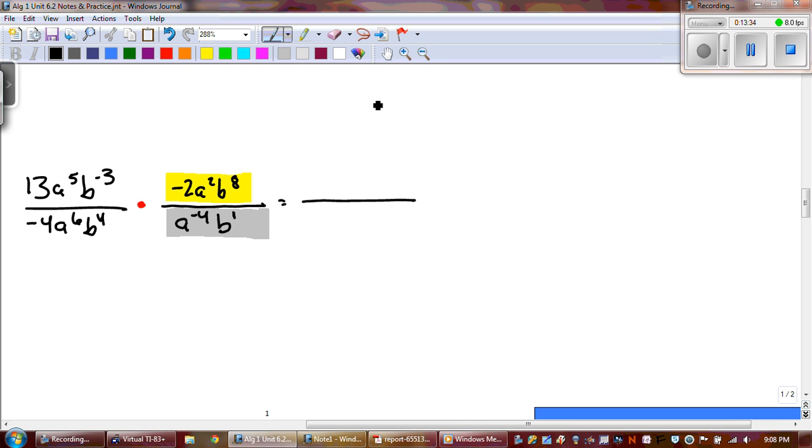Let's multiply straight across. 13 times negative 2 gives me negative 26. A to the 7th and b to the 5th. Remember, we got the 5th because it's negative 3 plus 8. Okay, on the bottom we still have negative 4. 6 minus 4 gives us 2, and 4 plus 1 gives us 5. Okay. So we have negative 26 a7 b to the 5th over negative 4 a squared b to the 5th.